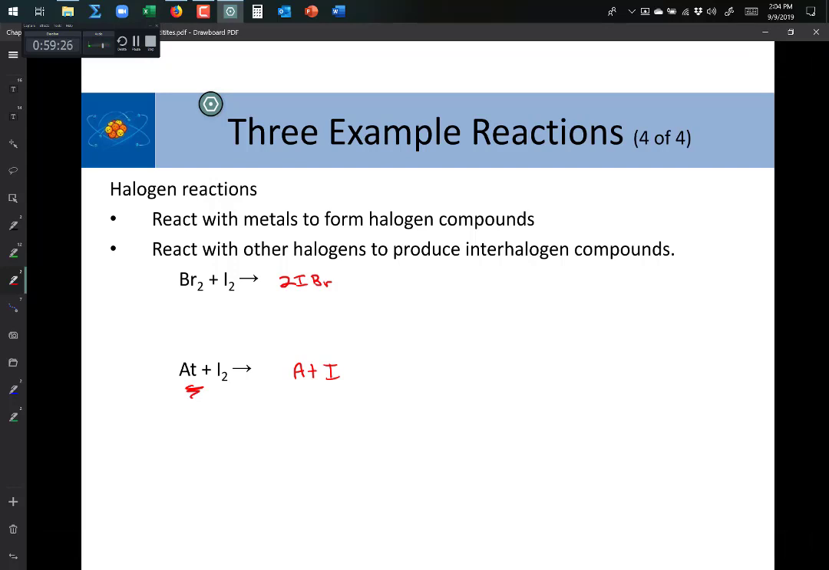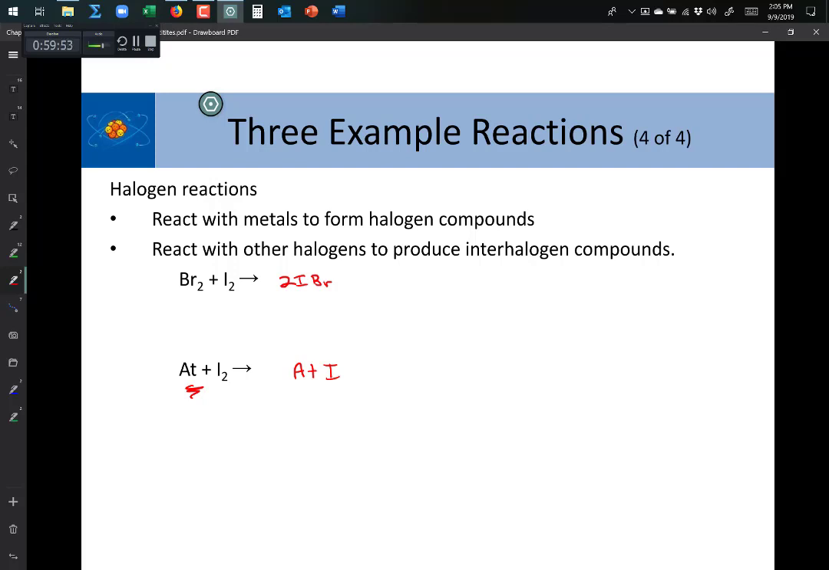I don't actually know what that formula is. There's so little of it and so little known about it, they assume it's diatomic, but we don't know for sure. The estimate is there's only milligrams of it on the earth at a time. So I put the I in the front. Whichever one is on top goes first. That's what we'll do for now.